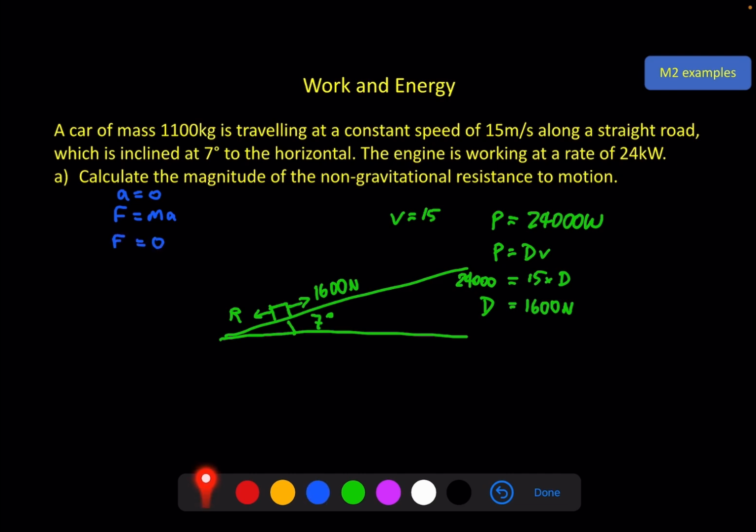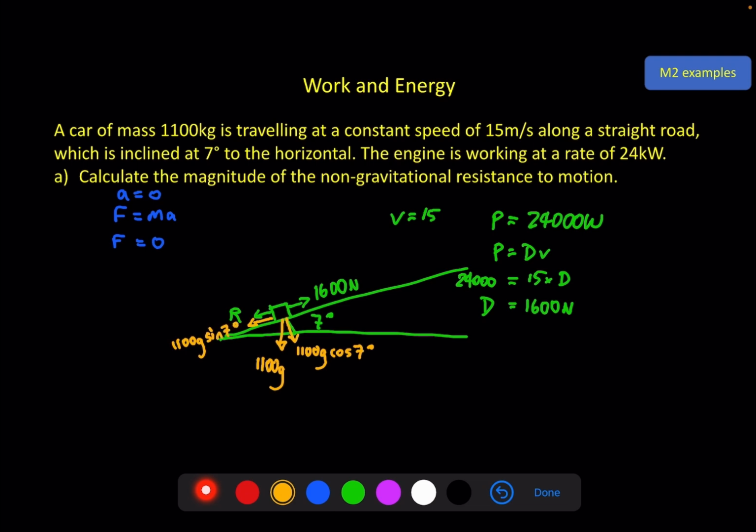But I cannot now just say that R equals 1,600 like the previous example, because we're on a slope and they want the non-gravitational resistances to motion. We also have to consider gravity here, because gravity is obviously having an effect, but I don't want to include that in my answer. I just want the non-gravitational resistances. So if we take our gravitational element, mass times gravity, the component going this way is 1100 g cosine 7 degrees, and down the slope 1100 g sine 7 degrees.